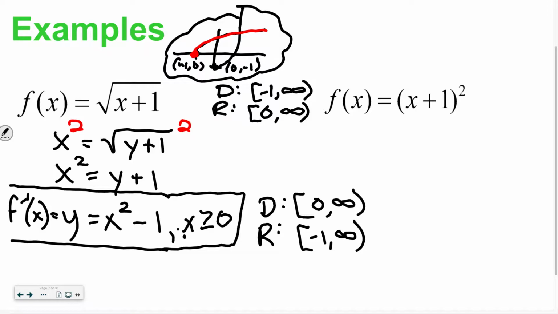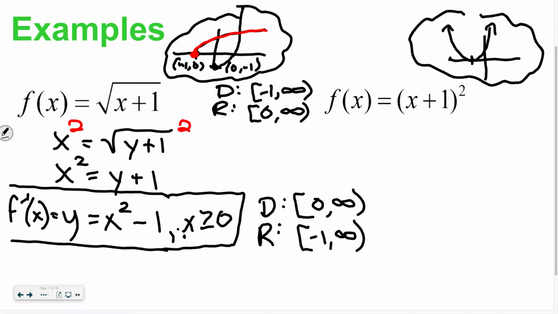Parabola, and it's moved in what direction? Left 1. So in my mind, I'm picturing a parabola moved left 1. Does this pass the horizontal line test? Nope. No inverse function. The book is asking you, in the directions for inverse functions: if it is not one-to-one, if it does not pass the horizontal line test, there is not an inverse function. Moving on.